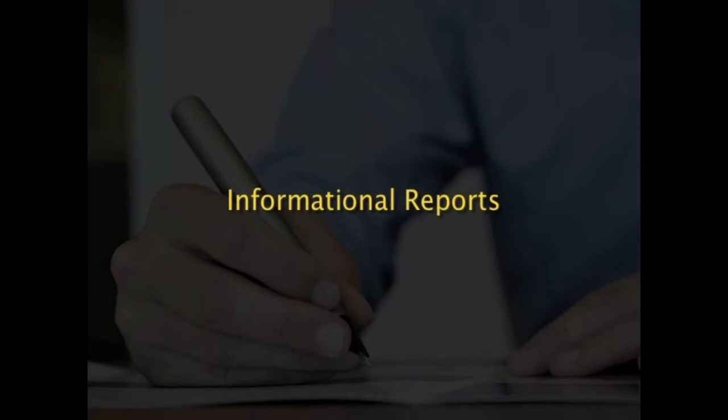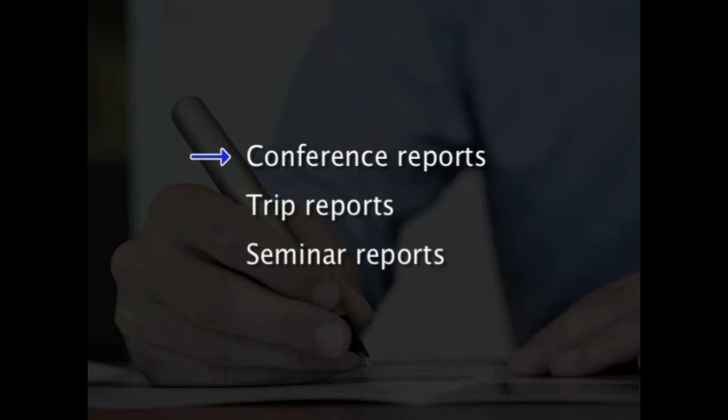There are two kinds of reports which are based on the function. The first one is informational reports. This report presents the facts of a case, problem, condition or situation without any analysis, interpretations or recommendations. Here, the function of a writer will be only to collect, compile and organize facts for the readers. For example, conference reports, trip reports, seminar reports, etc.